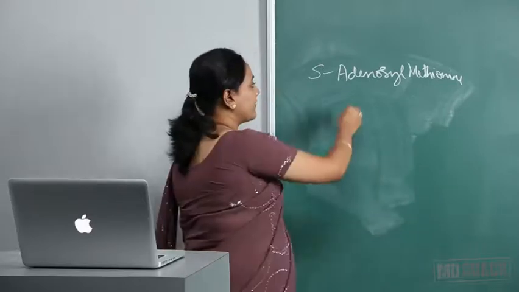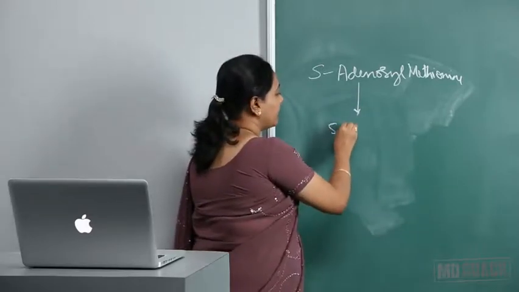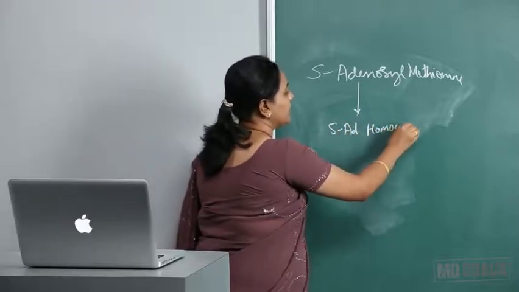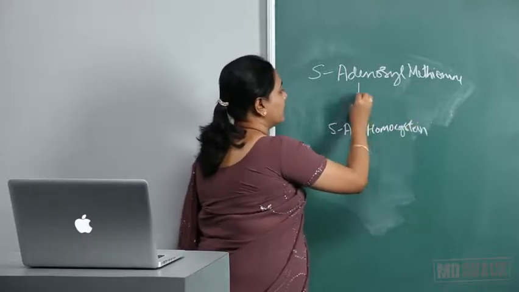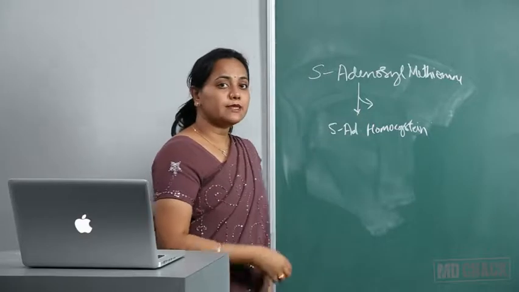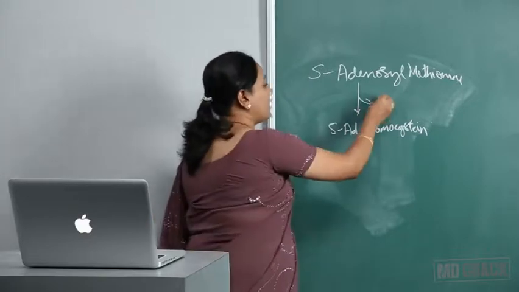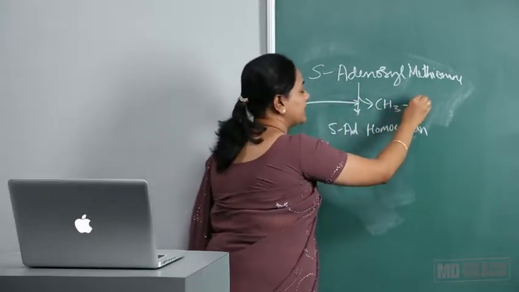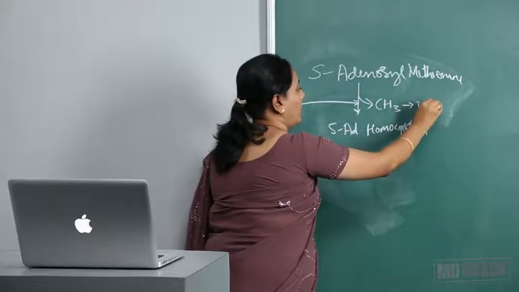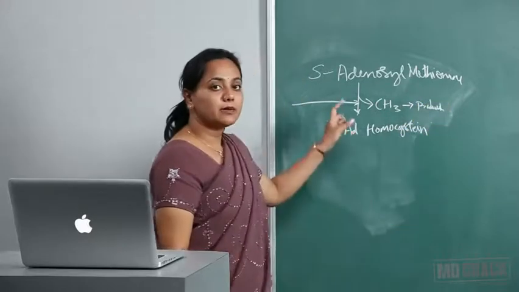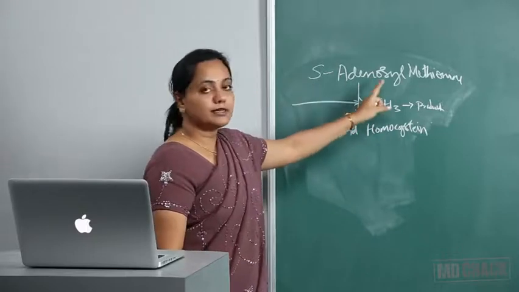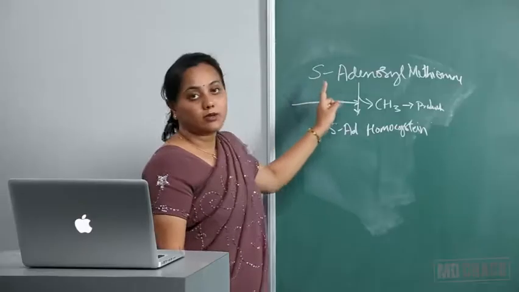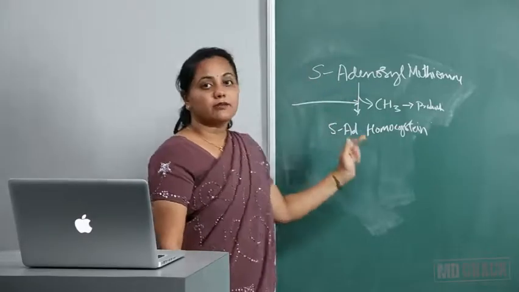So what does it do? It gets converted to S-adenosyl homocysteine. It gives its methyl group to various acceptors, and the methyl groups given to various acceptors form the methylated products. The enzymes are methyl transferases. So S-adenosyl methionine is converted to S-adenosyl homocysteine. In this, what is important? Norepinephrine is converted to epinephrine.